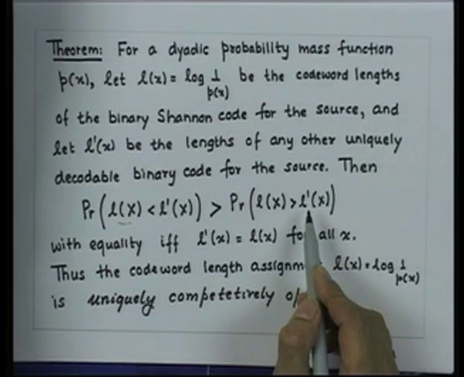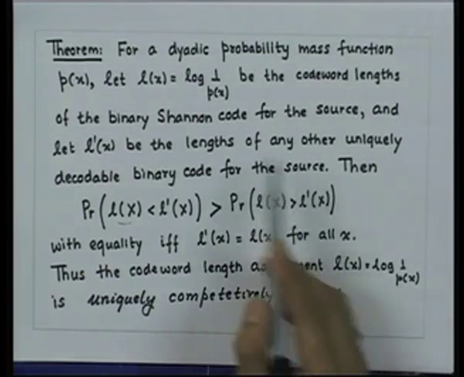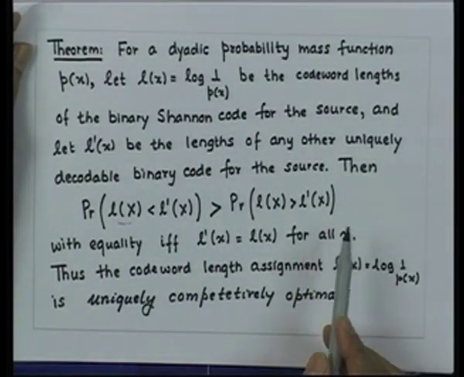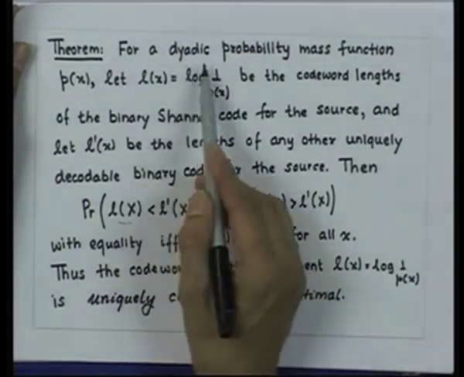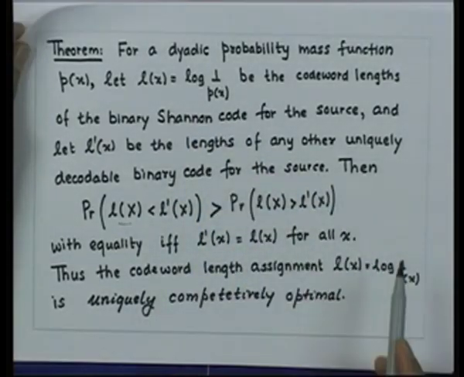A very important result, though we are trying to prove it for the dyadic probability mass function; then we will try to relax this condition and see what happens. Okay. So, the proof follows as follows.